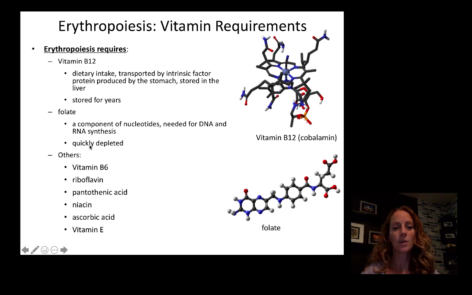Folate, on the other hand, is quickly depleted. It's a component of nucleotides needed for DNA and RNA synthesis. And because cell production, including red blood cell production, requires DNA and RNA synthesis, folate is required as well. So B12 and folate deficiencies can lead to anemias, and I'll show you that in a moment. Other vitamins that are required are listed here: vitamin B6, riboflavin, pantothenic acid, niacin, ascorbic acid, vitamin E.